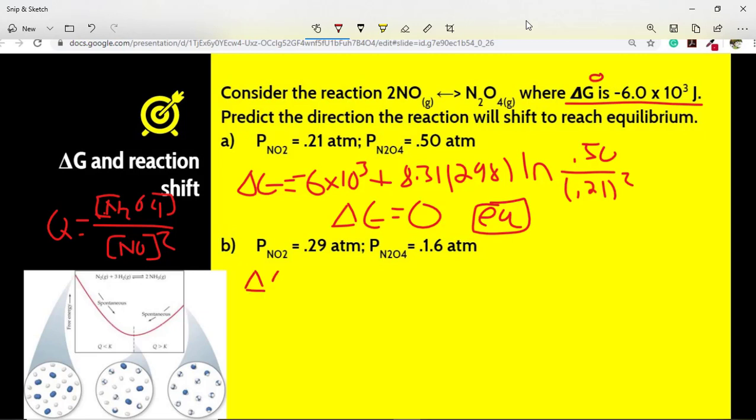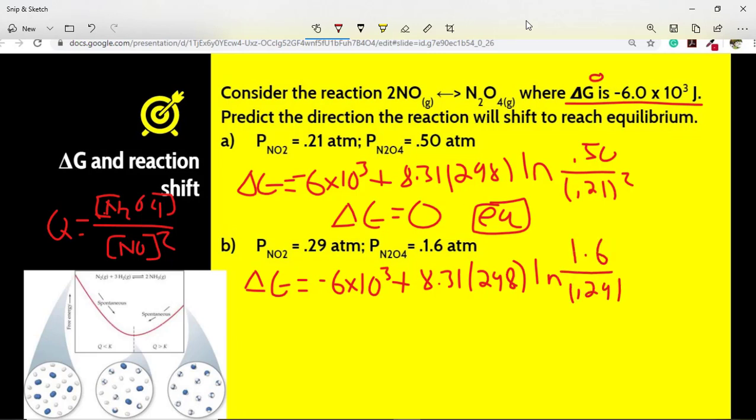Pretty much the exact same type of problem. We're just going to plug in 8.31 for our R value, 298. And the same thing, natural log. We're going to do a little bit different numbers this time. So 0.29 squared. And what we end up with here is delta G is equal to 1 times 10 to the third joules. Okay.